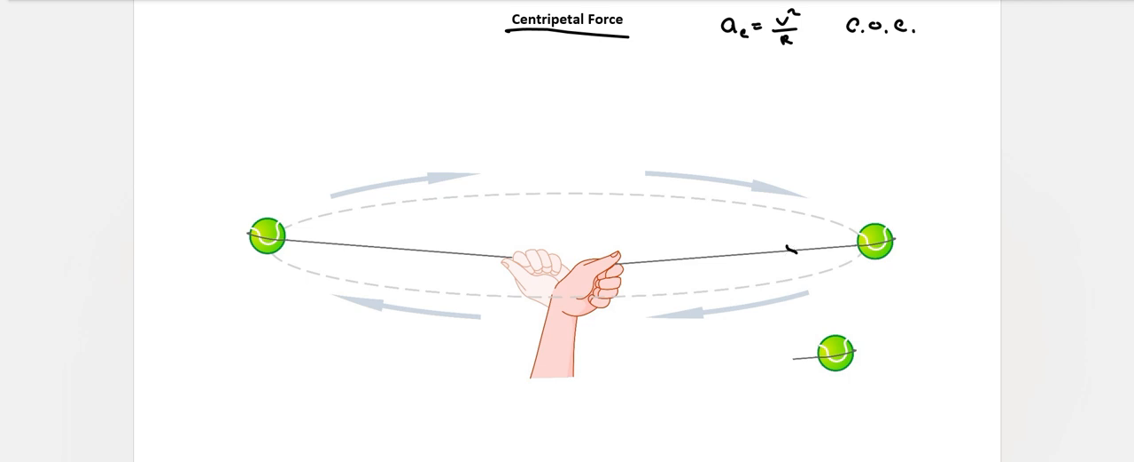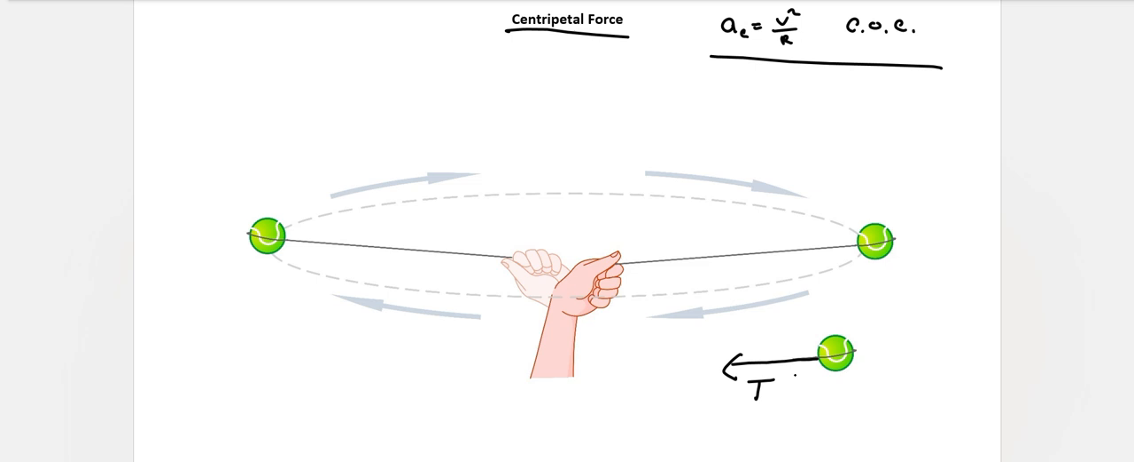And if we did a snapshot of this ball at that location and drew a free body diagram of it, the only reasonable force acting on that ball is the tension in the string, and that tension is pulling in this direction. And that tension is causing the ball to change direction. And the acceleration associated with that, again, is a centripetal acceleration. So this tension would be referred to as a centripetal force.